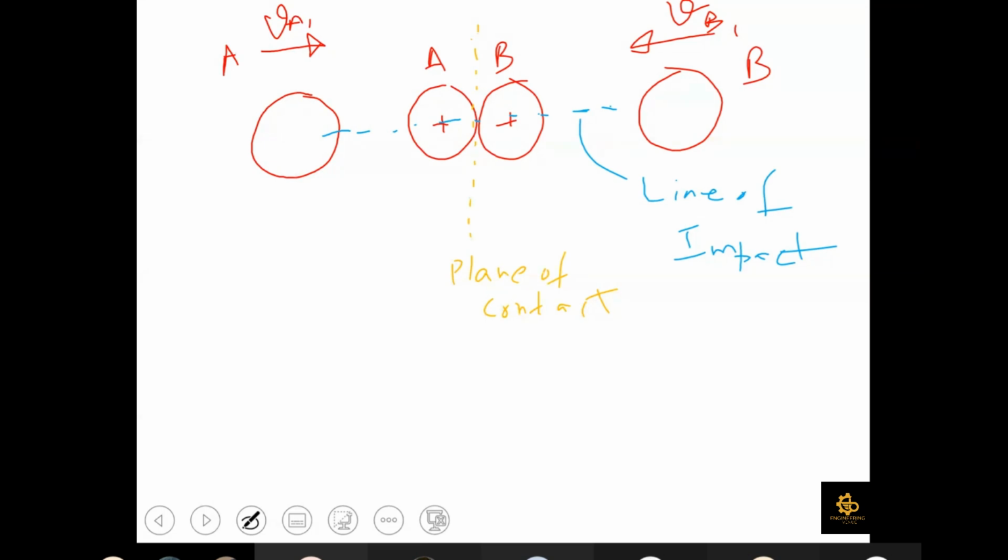So you will get the line of impact in this way. The plane of contact is defined to be an axis that is drawn perpendicular to the line of impact at the time of collision. So this is your plane of contact.